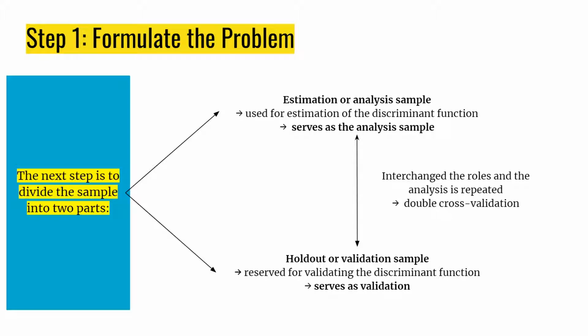When the analysis is repeated with the roles interchanged, it is called double cross-validation. Often the distribution of the number of cases in the analysis and validation samples follows the distribution in the total sample, and it has been suggested that the validation of the discriminant function should be conducted repeatedly.